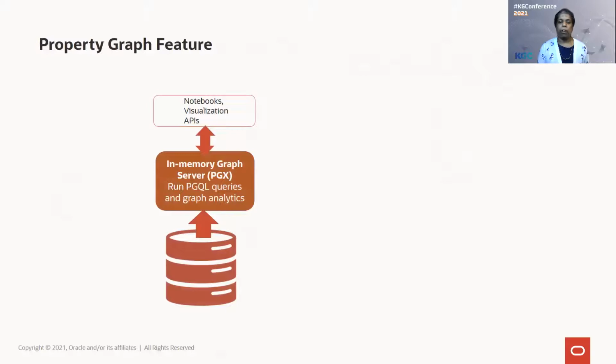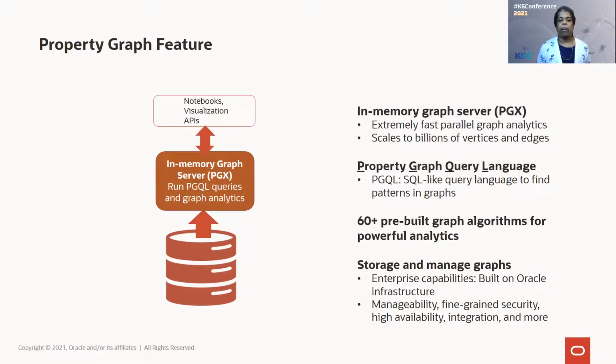So a quick overview of the property graph feature and the RDF graph feature. So the property graph feature includes an in-memory graph server that is specially designed to run graph analytics at extremely high speeds, so it can scale to billions of vertices and edges. It includes support for the property graph query language, which is a SQL-like query language for specifying graph patterns. It includes over 60 pre-built algorithms that you can just call with a simple API call. You don't have to code these algorithms in your Java code or Python code. You can just call these algorithms and apply algorithms like PageRank, whom to follow, shortest path algorithms, community detection algorithms, and so on. And all of this is built on the enterprise capabilities of Oracle.